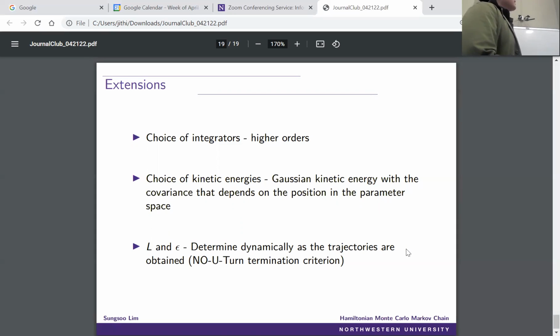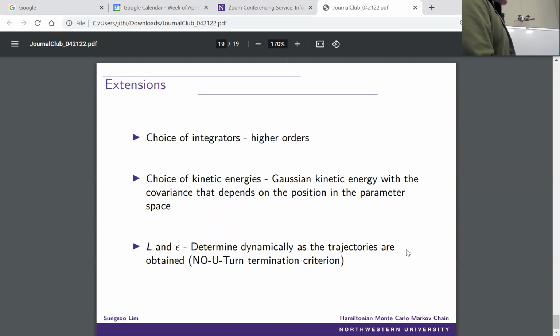Also the choice of kinetic energies. Before, I said that people normally use the Gaussian kinetic energy with a covariance that may be constant, but people have worked out cases where the covariance may depend on the position itself. And then finally, L and epsilon, the integration time and the step size.